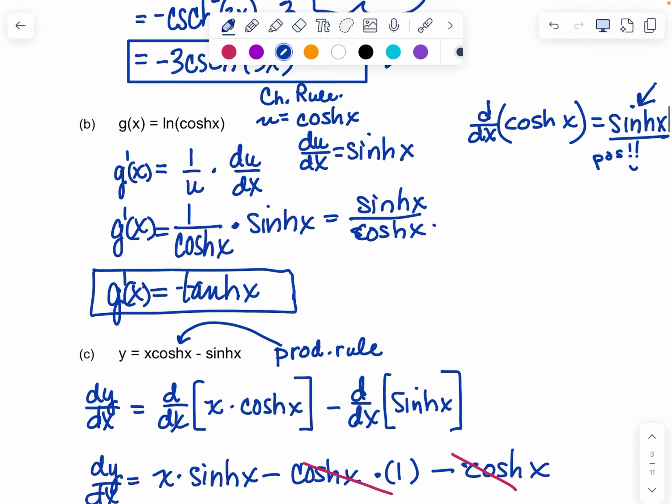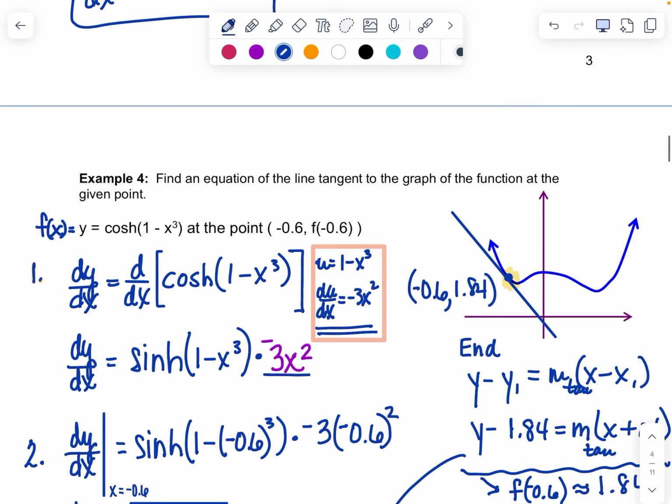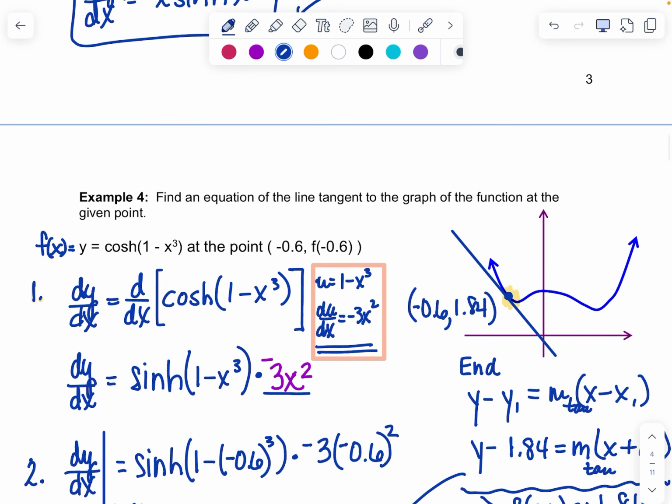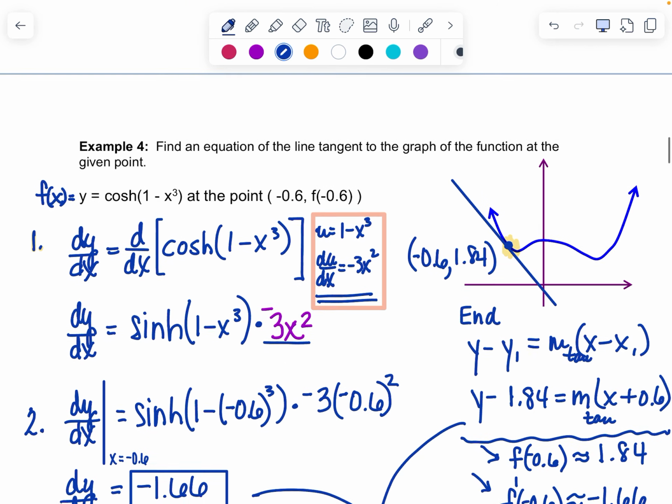So you see that we went through a few questions here, and we're going to pick up with example 4. We went through examples 1 through 3, and now we're working on example 4, which has to do with finding the equation of the tangent line to the graph of the function at the given point. So always remember, when they ask a question like this, ask what you want to end with?